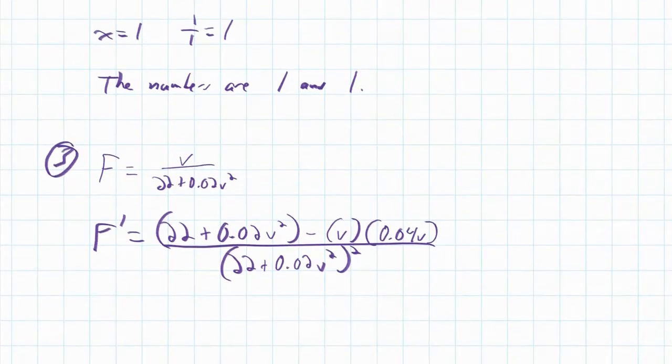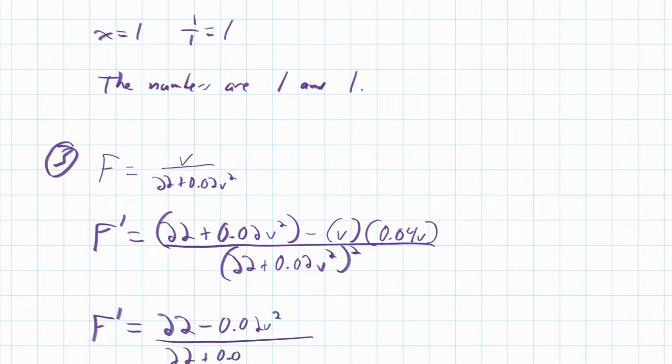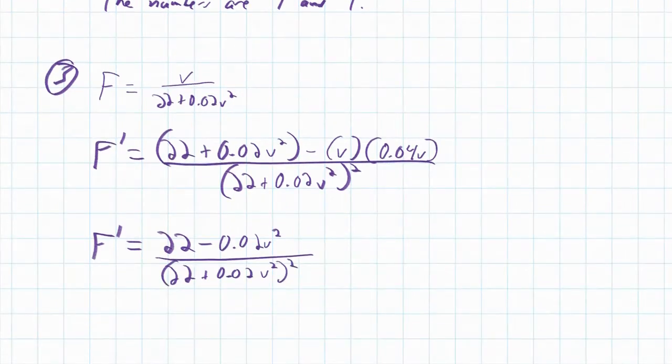And that is going to be equal to 0 anytime, well, we need to simplify the numerator down. So F prime would be equal to, the 22 would hold, I'd have plus 0.02 minus 0.04, so minus 0.02 V squared, over 22 plus 0.02 V squared, squared. I don't need to worry about critical values from the denominator. I really just need critical values from the numerator. So where is 22 minus 0.02 V squared equal to 0? That's anywhere that 0.02 V squared is equal to 22.